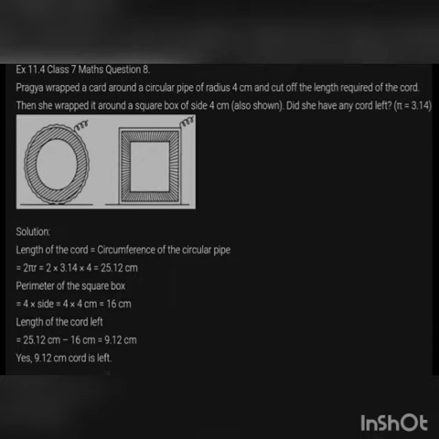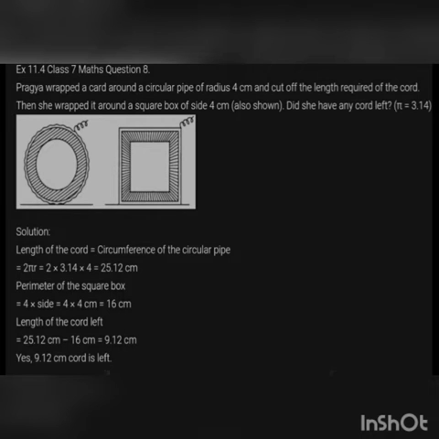Now next question. Pragya wrapped a cord around a circular pipe of radius 4 cm and cut off the length required of the cord. Then she wrapped it around a square box of side 4 cm. Did she have any cord left? That means around a circular pipe, she rounded a cord wire, and what is required for wrapping around that circular shape, she cut out. The same length she wrapped around a square shape also. The question is the same amount of cord is required or any cord is left?